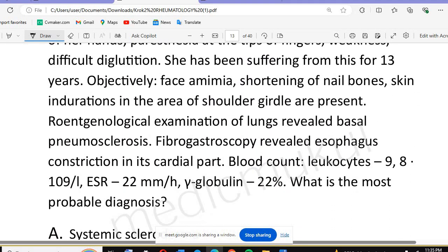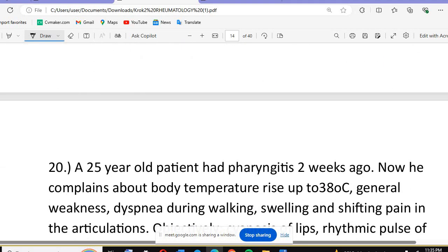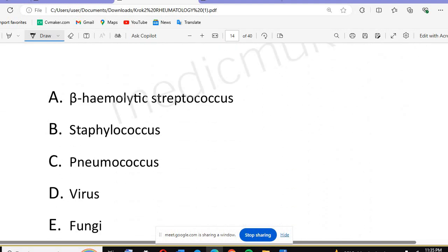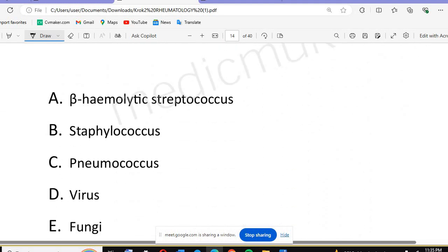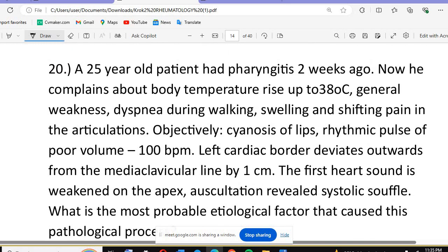Then after that we would be having systemic scleroderma. That we are going to discuss tomorrow. And the same question we would be having repeated, I think. Yes, that is repeated.